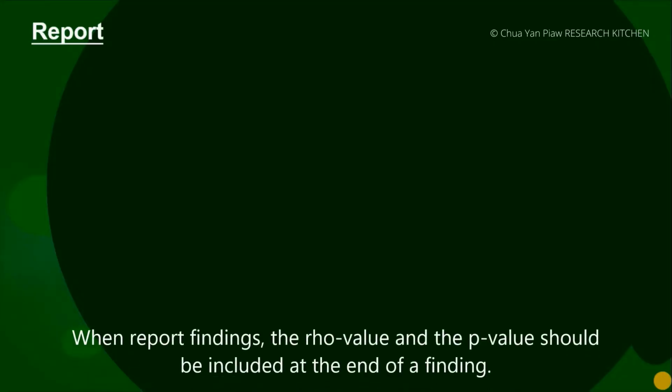In reporting findings, the rho values and the p-values should be included at the end of a finding. For example, rho equal to 0.825, p less than 0.05. Now we will report the findings.